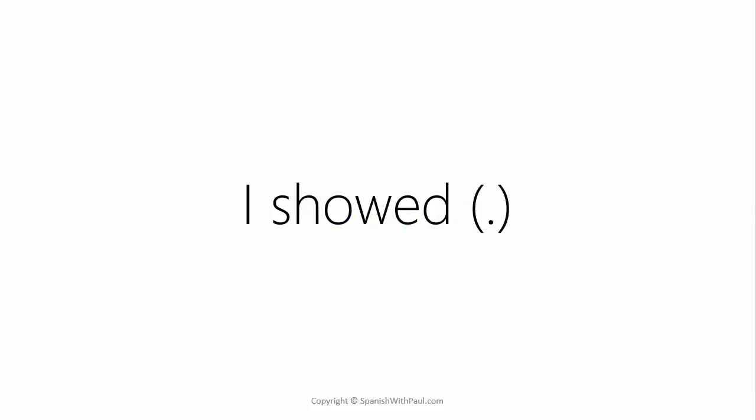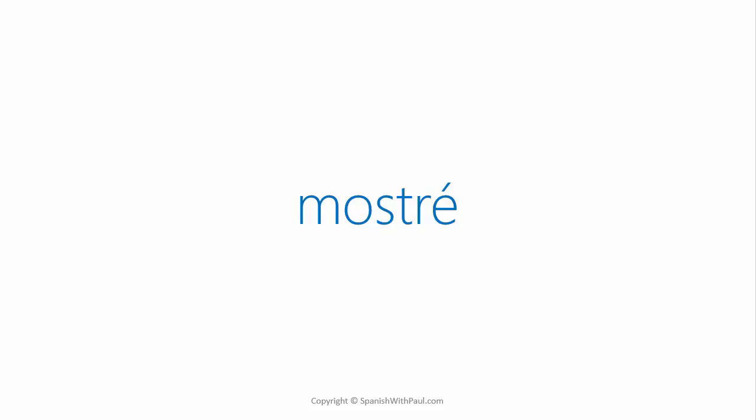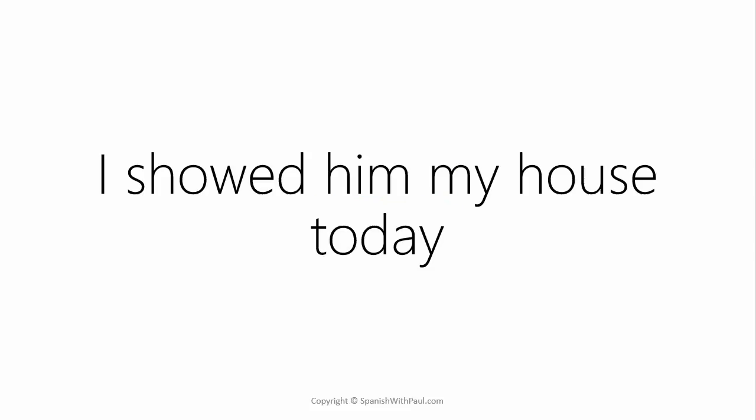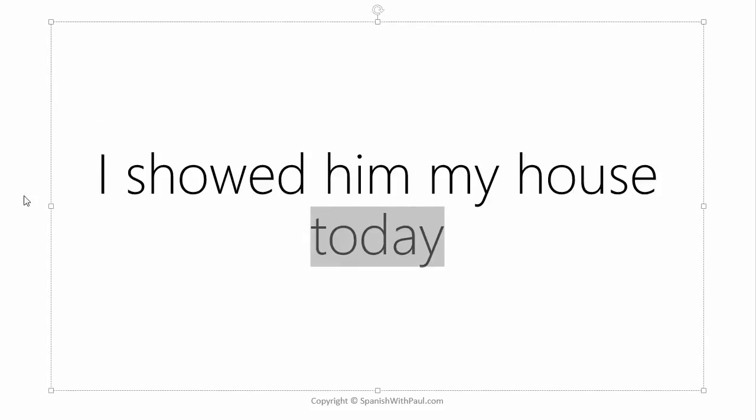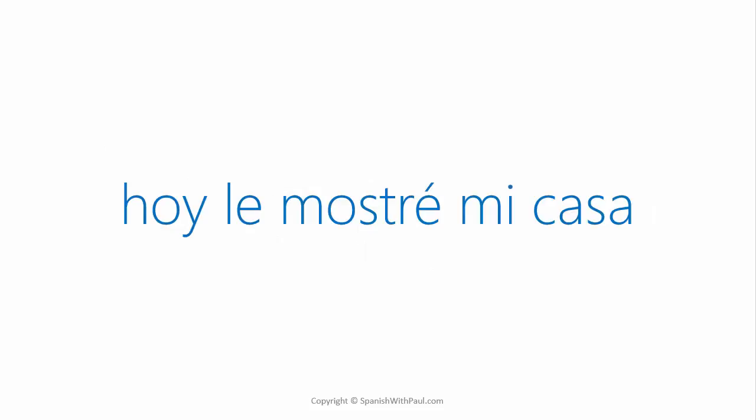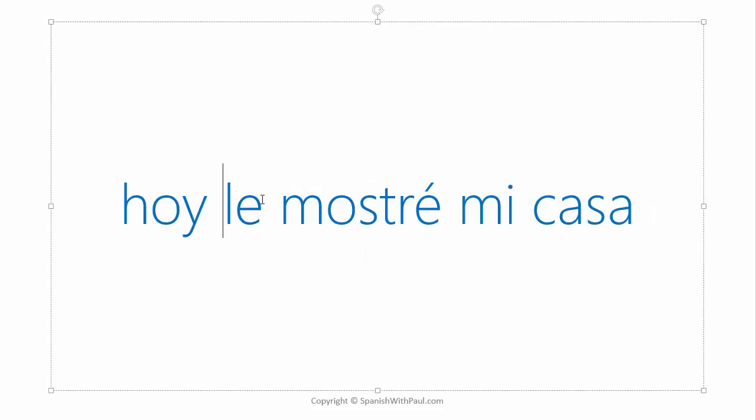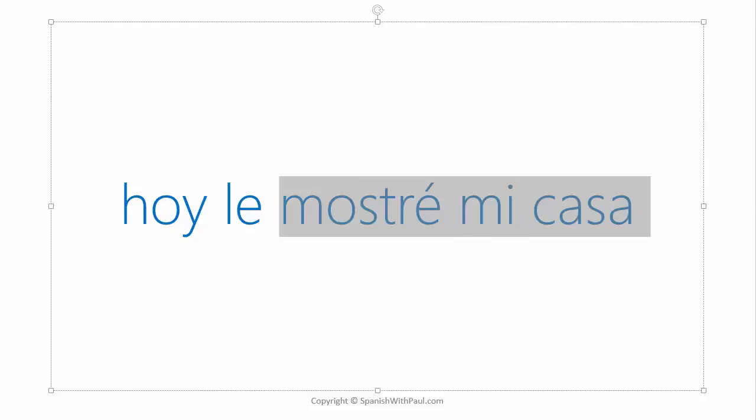The verb to show is mostrar, mostrar. And if we wanted to say, I showed as a dot in the past, it would be mostré, mostré. How would you say, I showed him my house today? And we can put today way up front. Sounds more natural in Spanish. Hoy le mostré mi casa. Today, to him, I showed my house. Because again, you show something to him or to her, to somebody.